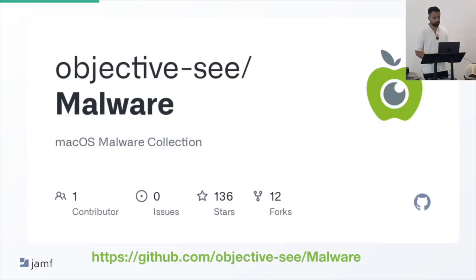Next, where do we get these samples to actually do our analysis? We often use threat feeds like VirusTotal, but typically to download samples, you would have to pay for a subscription. So instead, I would highly recommend Patrick Wardle's Objective-See GitHub for malware. He does a really good job of keeping up to date with all the latest malware samples and uploading them. So definitely check that out, and that's a great place to start for doing malware analysis.